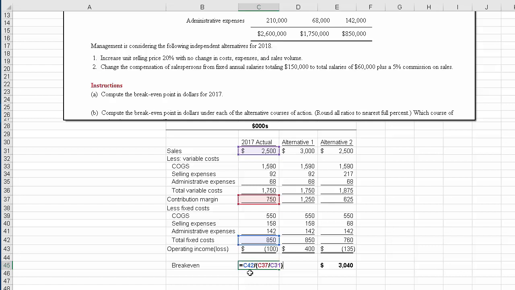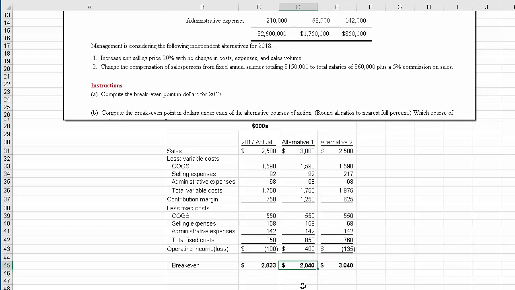I take C42, which is the fixed cost of $850, and I divide it by the contribution margin percentage, which is C37 divided by C31. Right? C37 is contribution margin, C31 is sales. That's my contribution margin percentage. When I do that, I get a break-even of 2833. Now, all I have to do is copy that over to the other columns, and you can see how break-even changes between the three alternatives.